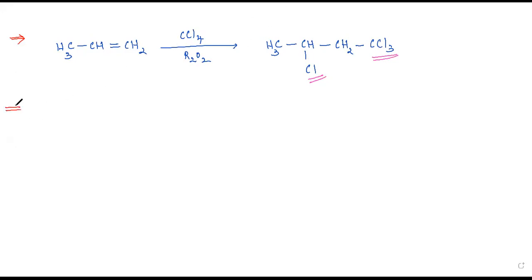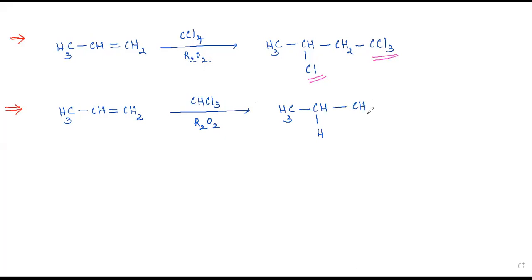Next, let us take chloroform. The same chloroform with a peroxide. See, this of course is CH3. Let me add hydrogen here, then CCl3 here. This is how things get added.